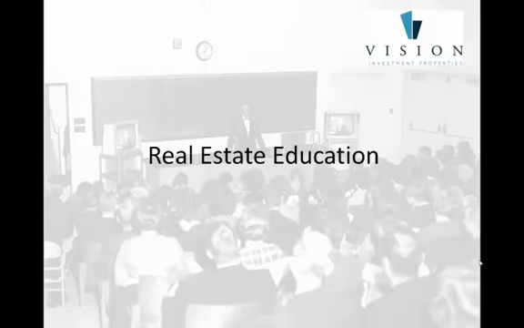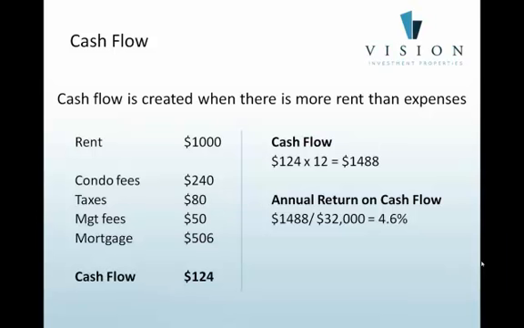So now what we're going to do is sharpen our pencils, and we want to show you how a true real estate investor would look at that cash flow sheet and analyze those numbers. Okay? So here you can see the cash flow pro forma that we just laid out for you. So really, when you look at this, your positive cash flow is $124 a month.